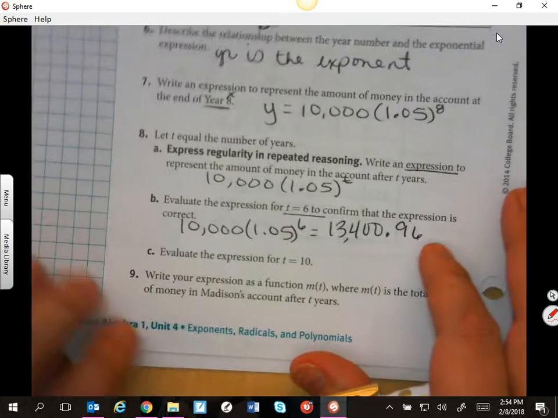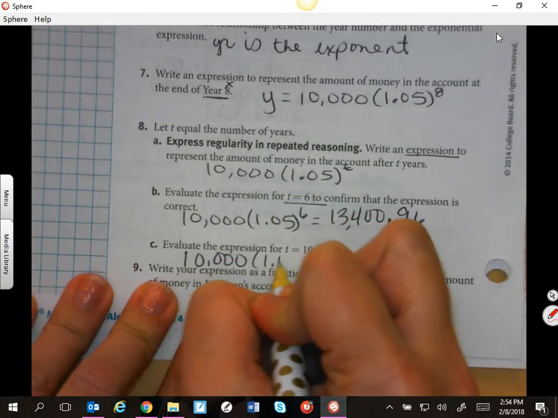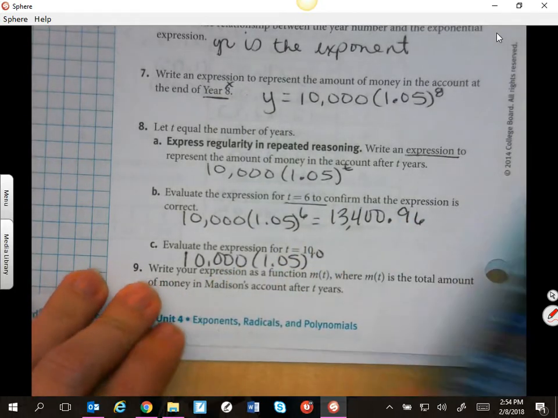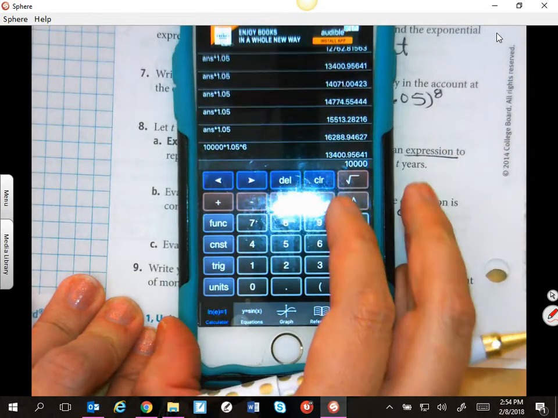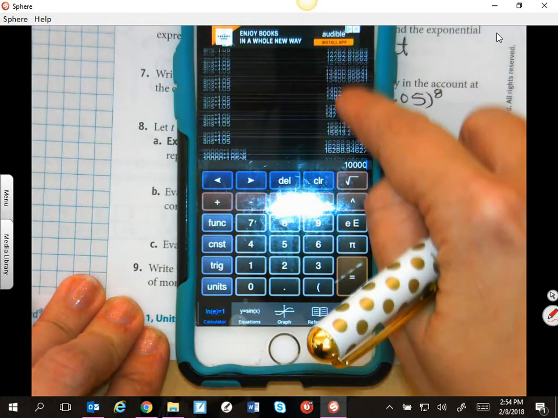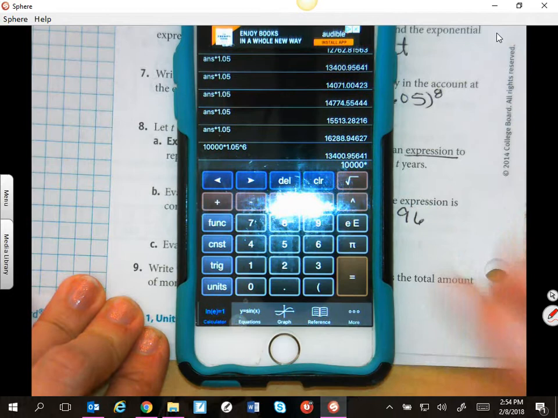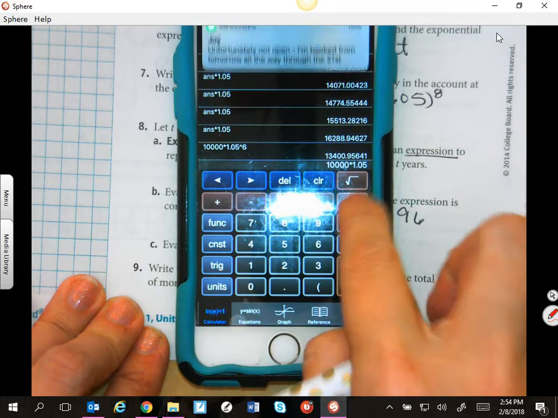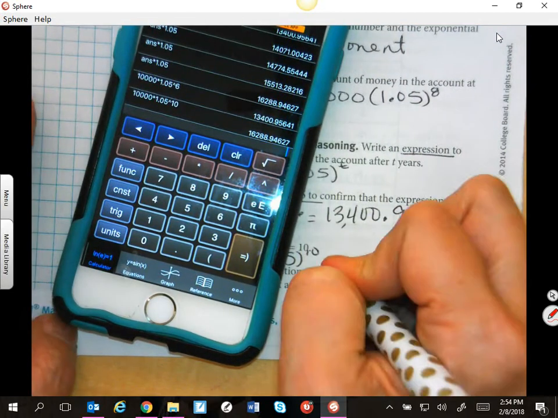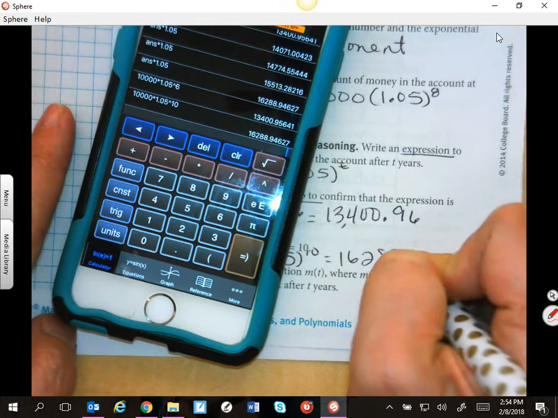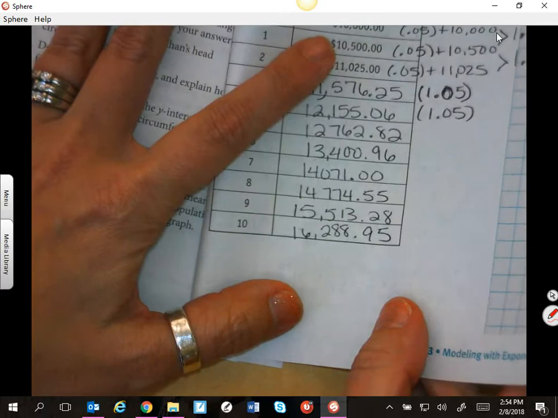Okay. See, for 10, so I'm going to say 10,000 times 1.05 to the 10. Again, we're not having to do like a recursive formula where we're multiplying by 1.05 over and over and over like we did up here. Now this is almost like our explicit formula, but we're starting at 0. So times 1.05 to the 10th. So we get 16,288 and 95 cents. Which again, if you go back, was number 10 here.